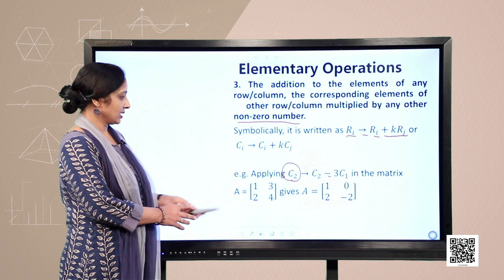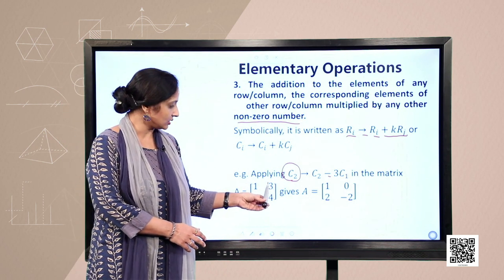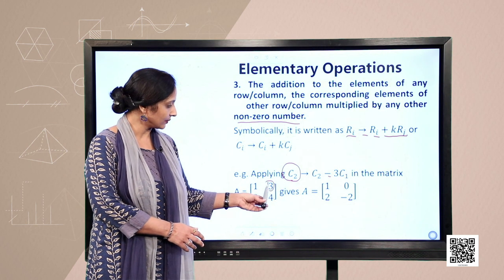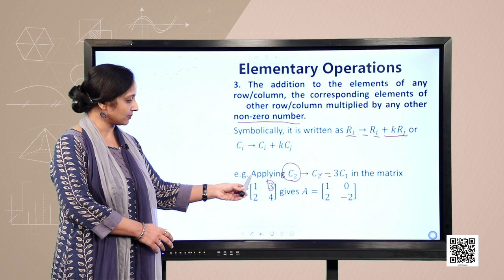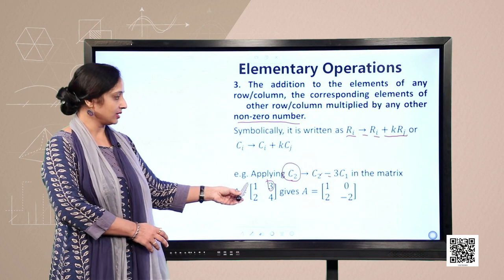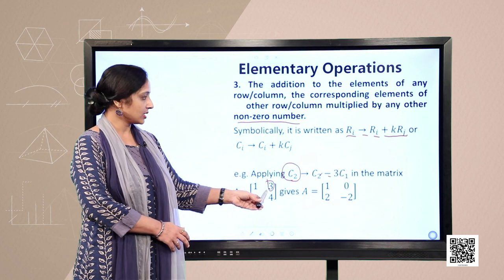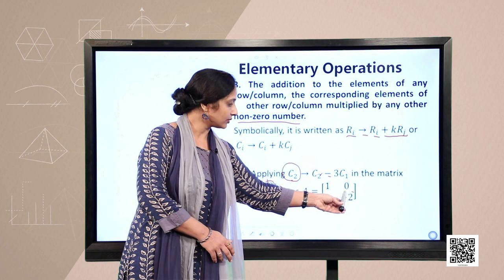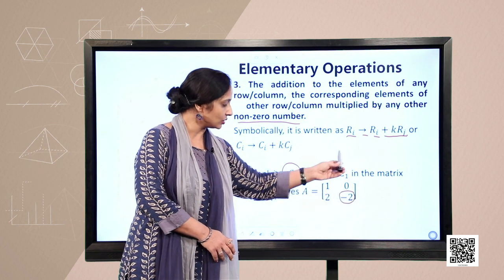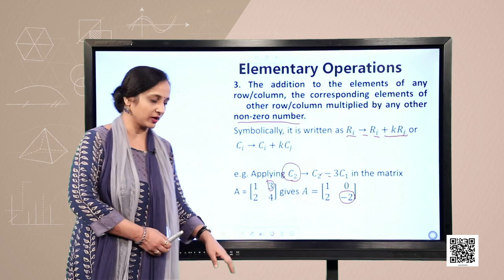How is this done? This is C2, so you are going to make changes in C2. So this 3 minus 3 times C1, 3 minus 3 into 1, that is giving you 0. Then 4 minus 3 times 2, that will give you this element minus 2. So C2 has been changed by using this elementary operation.